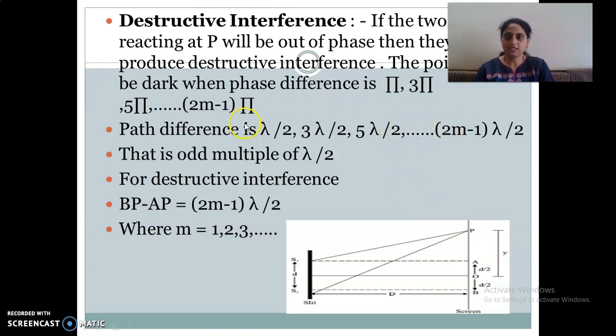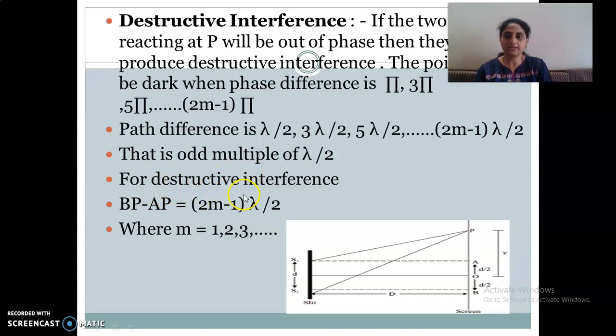Destructive interference. In this destructive interference, if the two waves reaching point P are out of phase, then they will produce destructive interference. The point P will be dark when phase difference is pi, 3 pi, 5 pi, up to 2m minus 1 pi. And the path difference is lambda upon 2, 3 lambda upon 2, 5 lambda upon 2, up to 2m minus 1 lambda upon 2. That is odd multiple of half wavelength.